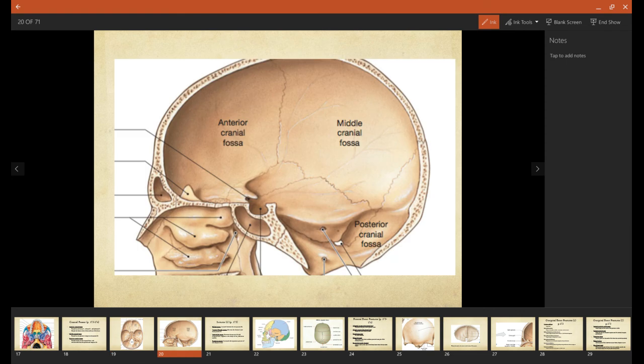Now looking at a sagittal view, we see those exact same fossa here. So we see our frontal bone and our frontal sinus right here. So here's our anterior cranial fossa, middle, and then posterior cranial fossa.